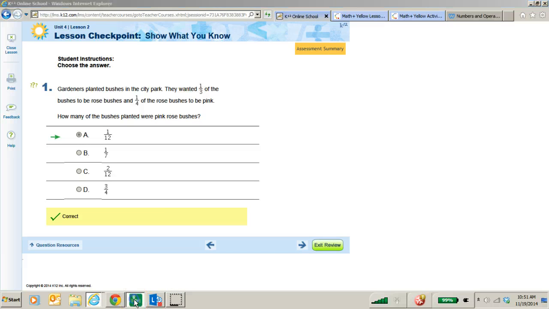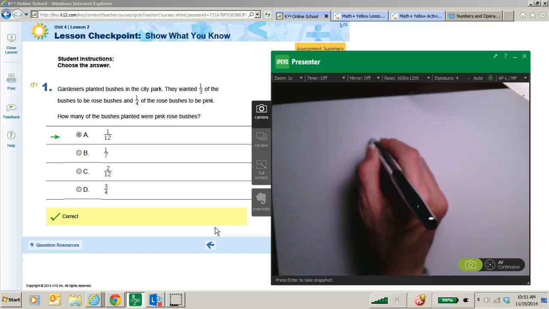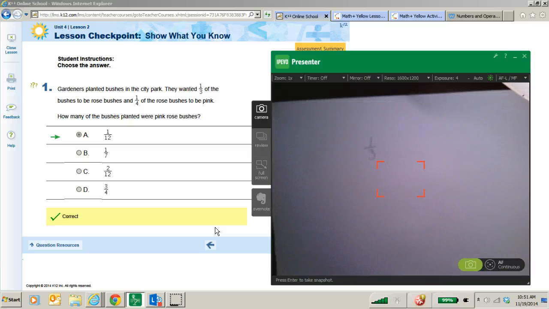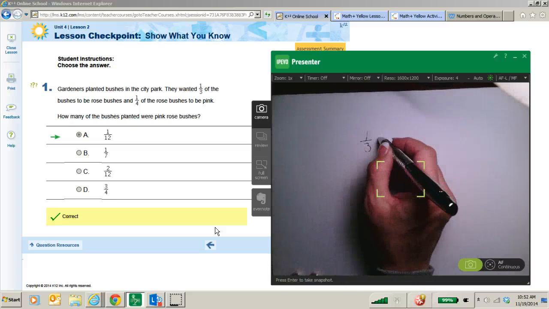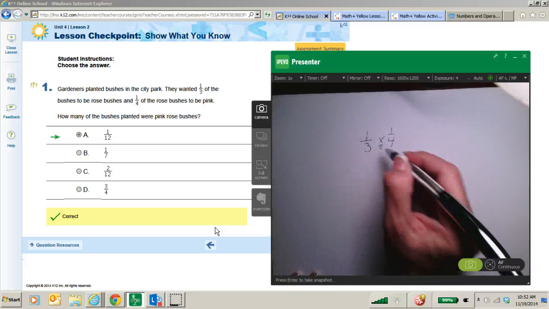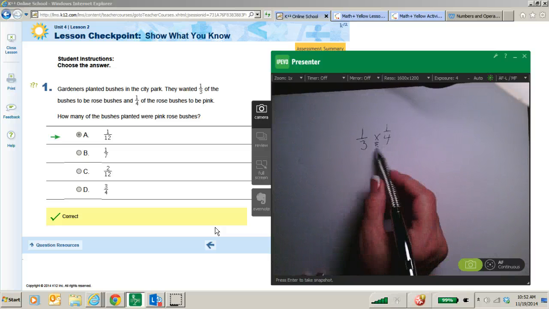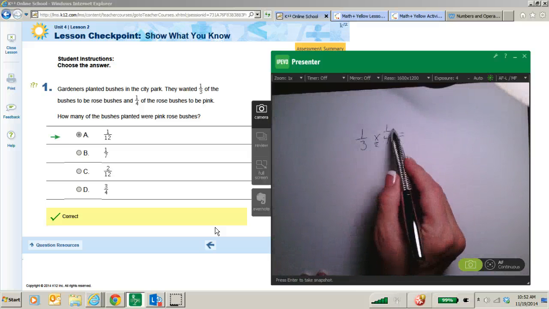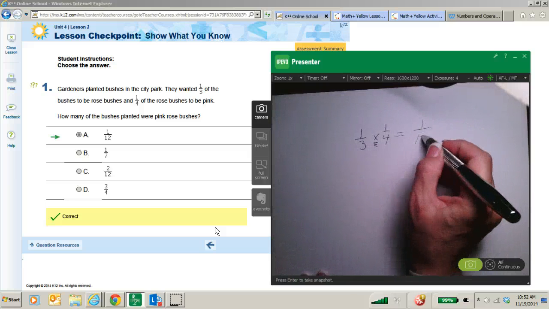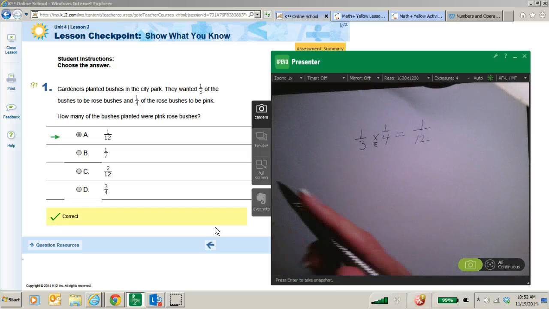So let's take a peek at question number 1 in this first checkpoint, and I'm going to use my document camera as we go through this. It says that the gardeners planted bushes in the city park, and they planted 1/3 of the bushes as the rose bushes, and then they wanted 1/4 of, and we use that multiplication sign to show of, the rose bushes to be pink. How many of the bushes planted were pink rose bushes? Well, we could just simply have students follow the algorithm and multiply across. 1 times 1 is 1. 3 times 4 is 12. And so they get an answer, but they may not really understand what 1/4 of 1/3 looks like.